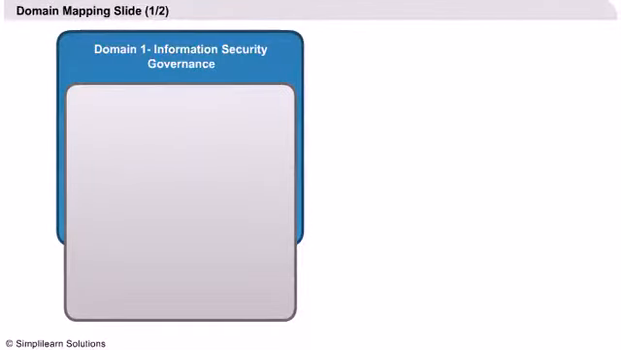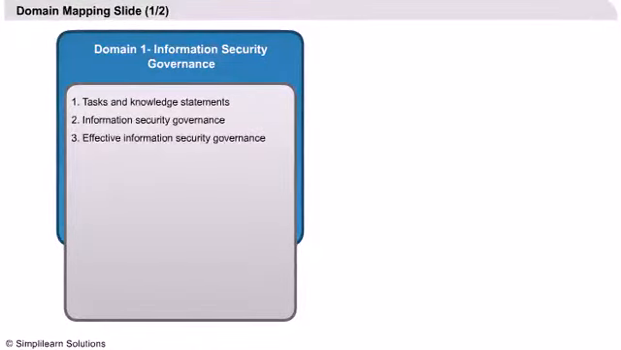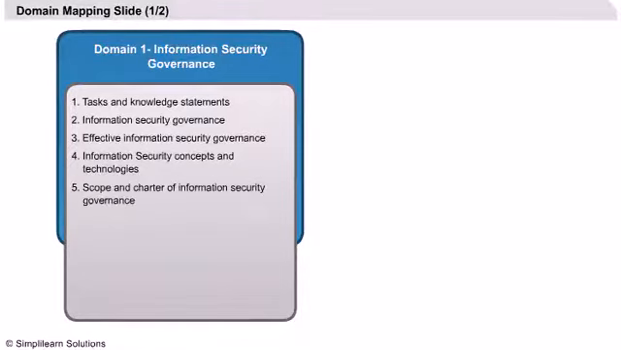The following table shows the topics under the first 2 domains. Domain 1 is Information Security Governance, and the chapters under this domain are 1. Tasks and Knowledge Statements, 2. Information Security Governance, 3. Effective Information Security Governance, 4. Information Security Concepts and Technologies, 5. Scope and Charter of Information Security Governance, 6. Information Strategy Overview, 7. Information Security Strategy Development.